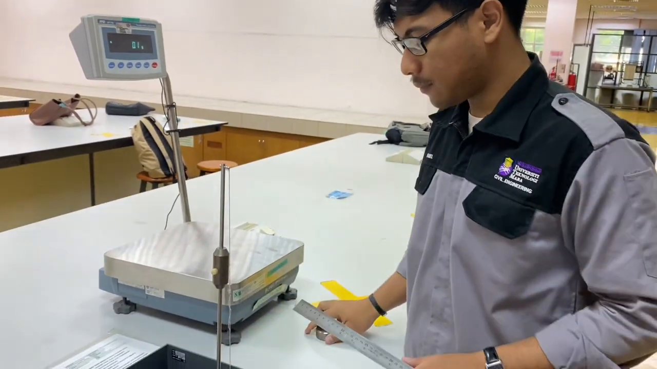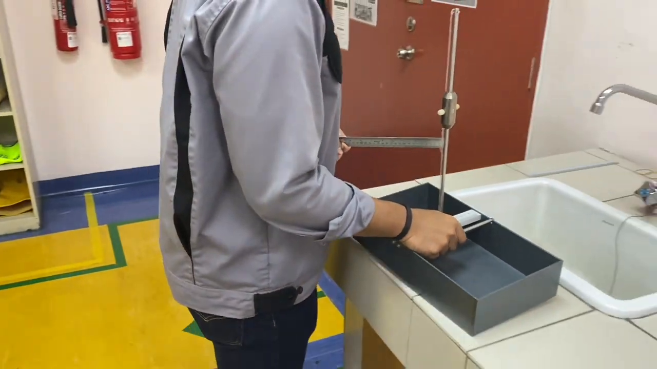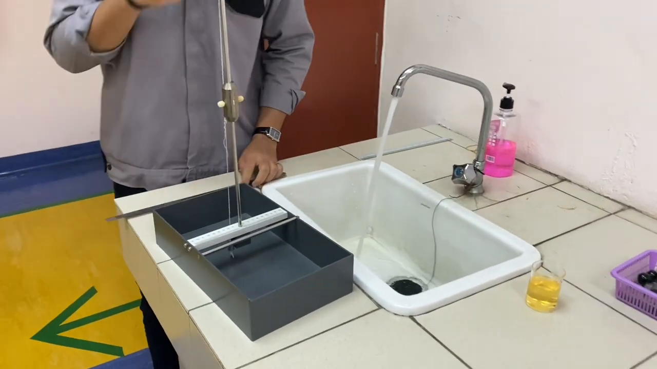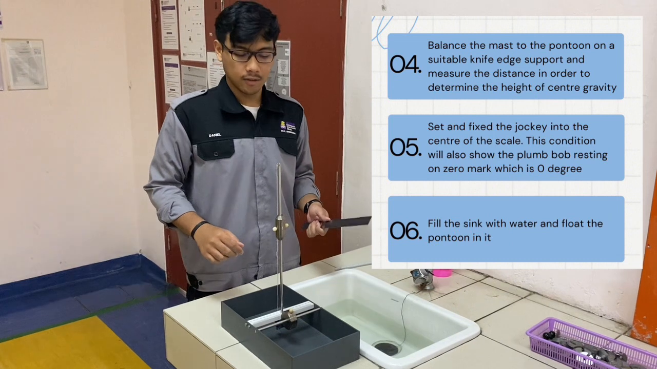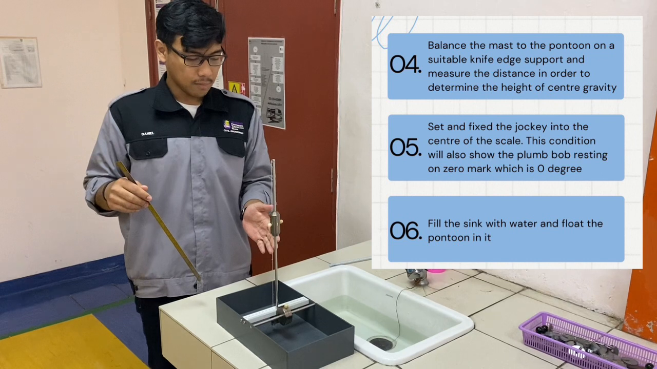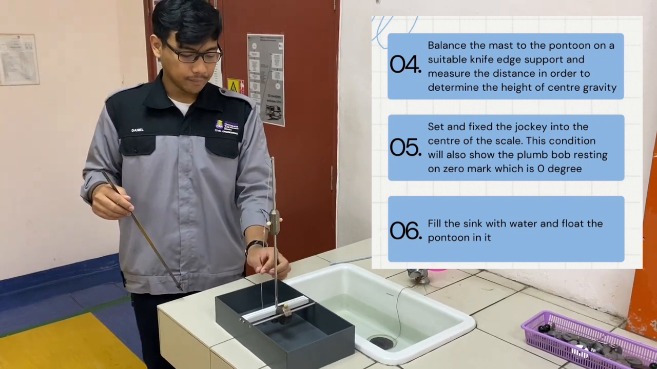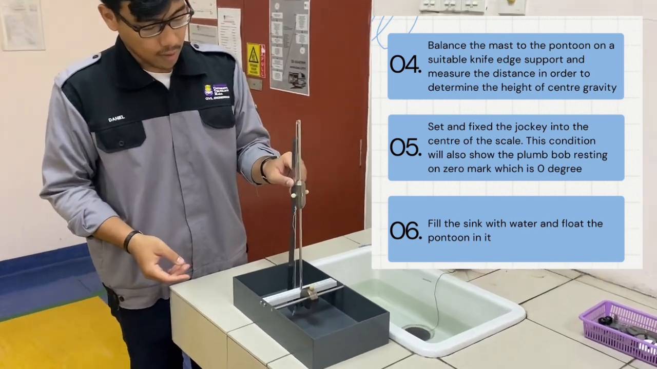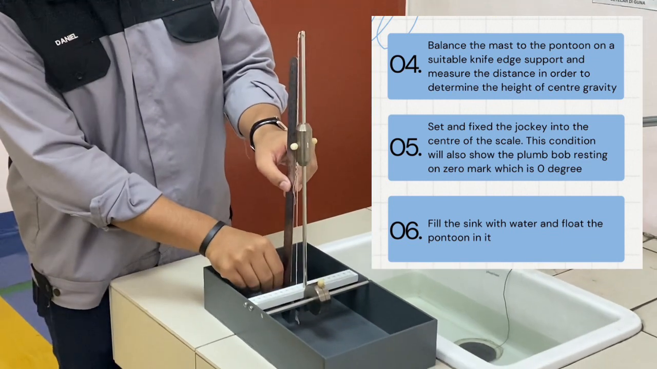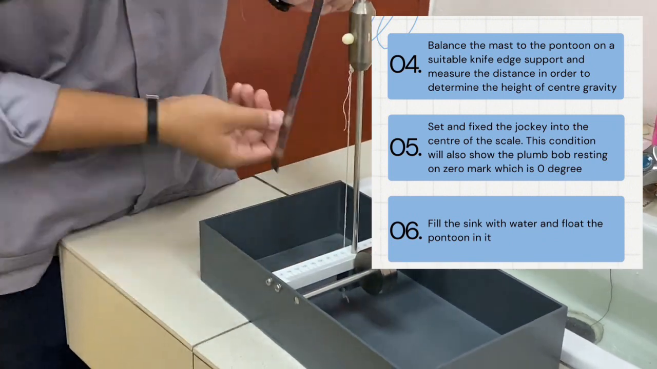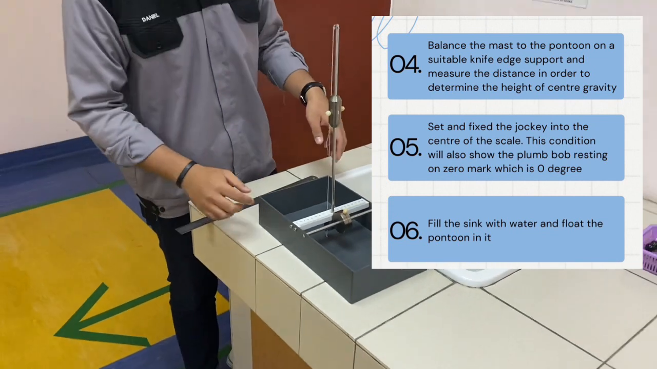For the fourth step, we'll fill up the sink and try to float this pontoon in it. After we fill up the sink, we will try to measure the center of gravity of this pontoon by using this fine string and plumb bob. Then we measure the height of this mass, which is around 33.5 centimeters, for the center of gravity.